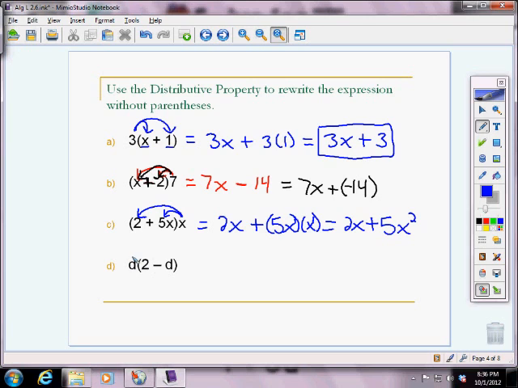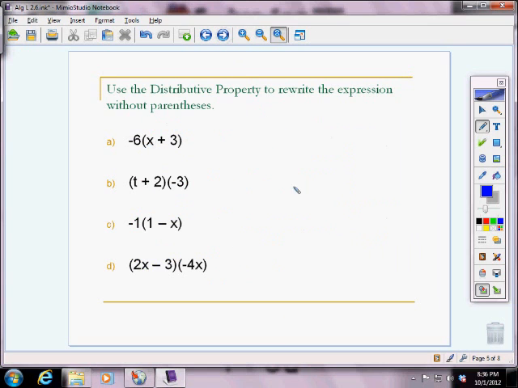And same thing down here, d times 2. We could write as d times 2, but it's probably better to write 2 times d. And d times d, well, that's going to be d squared. Subtraction sign here, subtraction sign here. And what we're going to talk about later is how these are not like terms because they're not identical. x squared means something different than x.